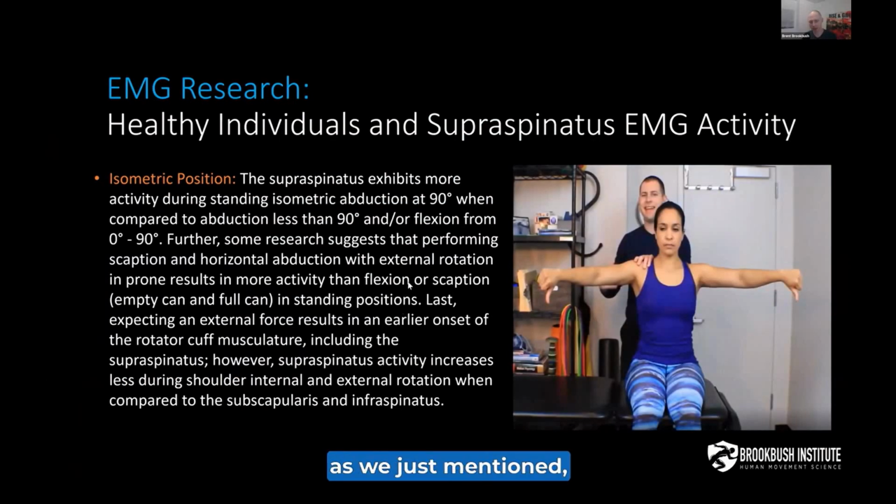Isometric positions, as we just mentioned, 90 degrees of isometric abduction. So now we're talking about if you hold in different positions, what causes the most EMG activity, and we see 90 degrees of abduction is where we see the biggest spike in EMG activity for the supraspinatus.